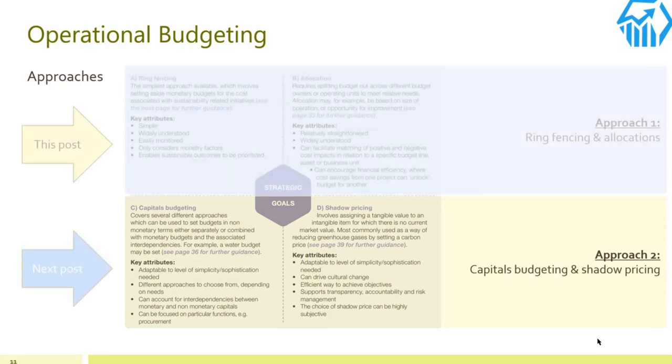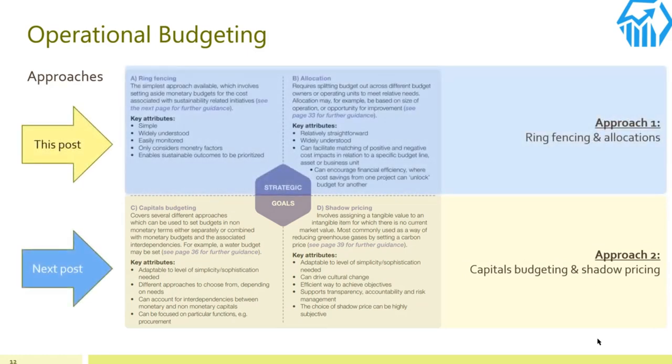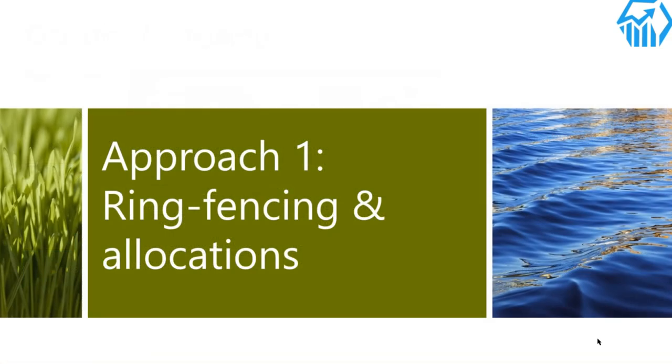And to keep this within a reasonable time frame, I decided to make two blog posts out of it. So first, in this post, we will have a look at ring fencing and allocation. In the next blog post, we will have a look at capital budgeting and shadow pricing. Okay, so let's get started with the first approach, ring fencing and allocations.